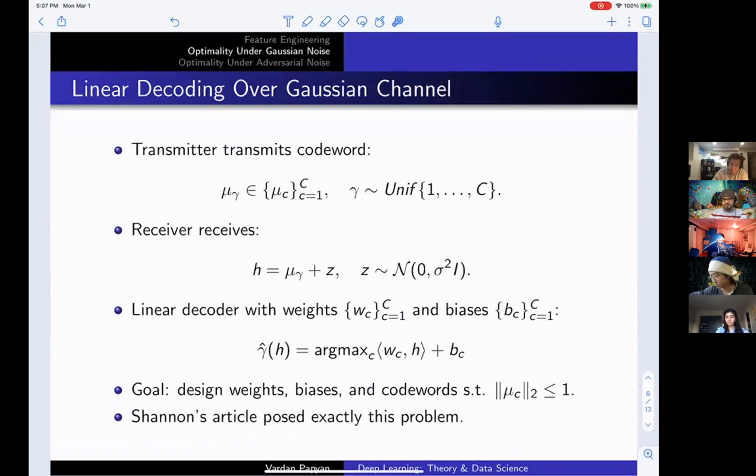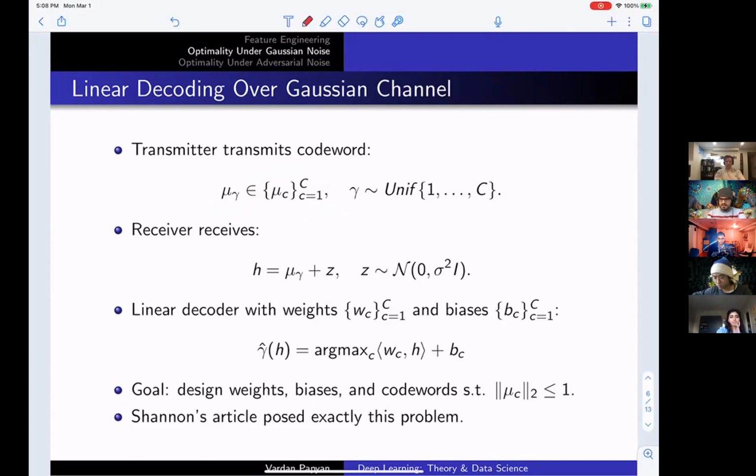Imagine that you have a certain transmitter that transmits code words, denoted by mu gamma, and mu gamma is restricted to be in a set of mu seeds. So basically you have capital C vectors, mu C from 1 to capital C. Now imagine that we're choosing gamma with a uniform distribution. So you pick gamma randomly.